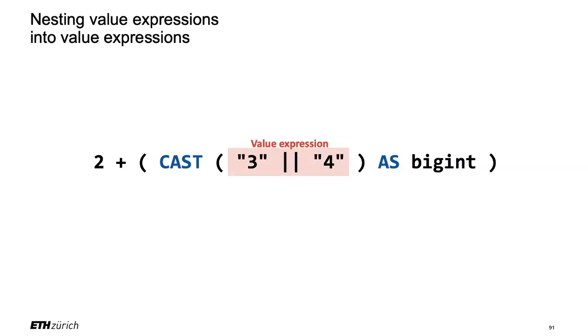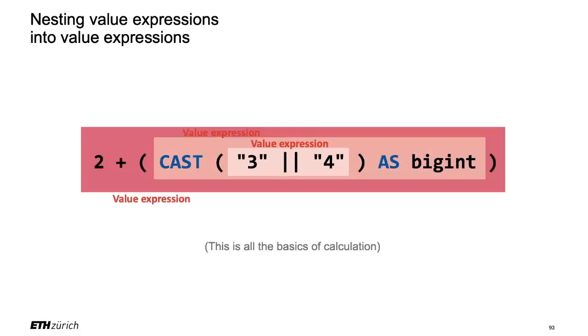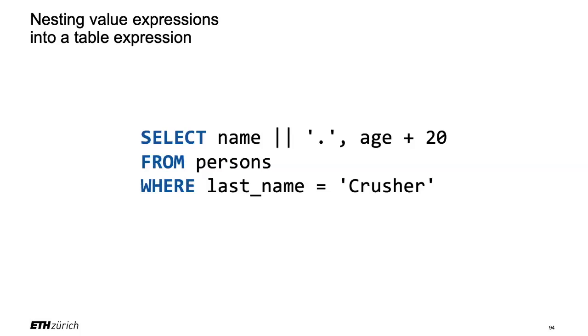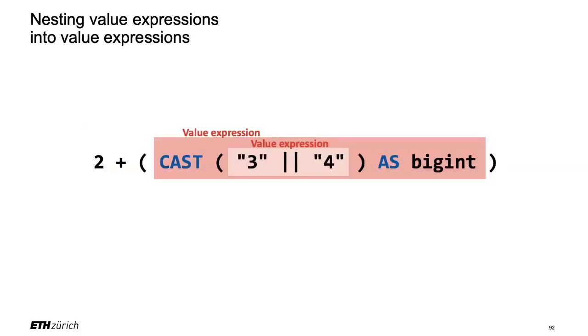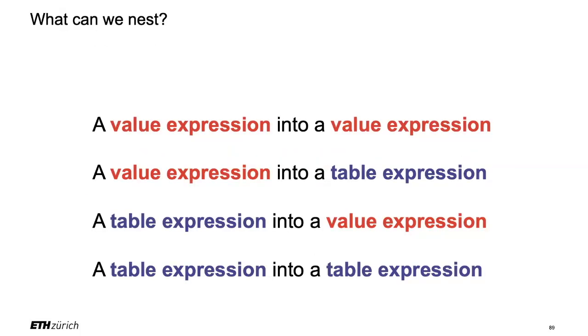You cast it as an int, you get 34, and 2 plus 34 is 36, right? So this is a value in a value in a value, and that's something you can calculate, and you get the value 36 out of this. For whom is that clear? That's the easy part. That's where you can do that in the where clause, for example. That's the basics of calculation. Okay, so that takes care of the first one here, value into value.